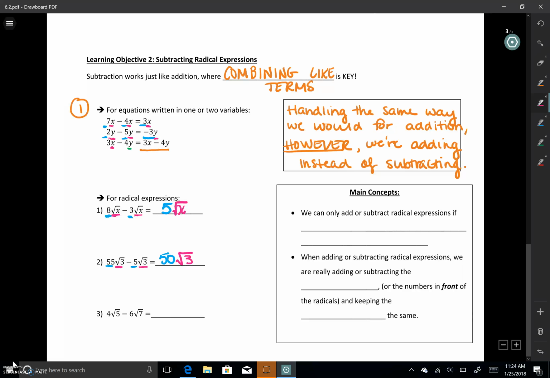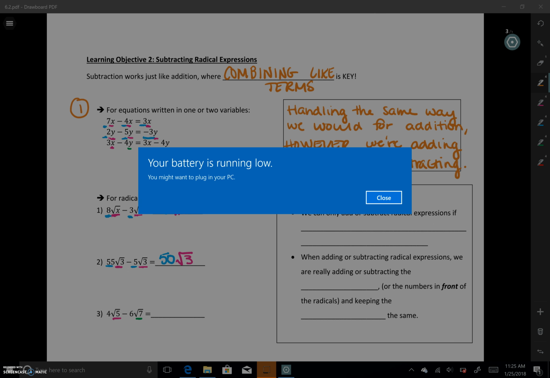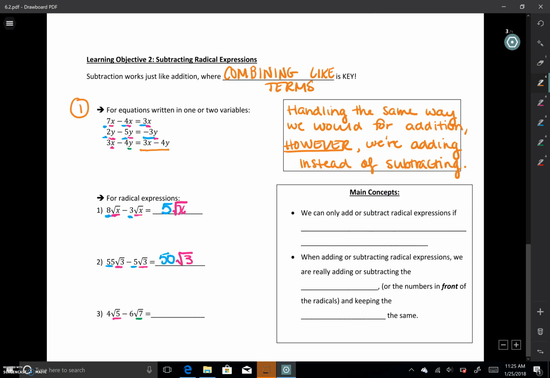Finally, example 3. Are my radicals the same? Well, in the first one, I have square root of 5, but in the second one, I have square root of 7. So even though my indexes are the same, my radicands are different. The first one is 5, the second one is 7. So 4 root 5 minus 6 root 7 is just going to stay 4 root 5 minus 6 root 7.